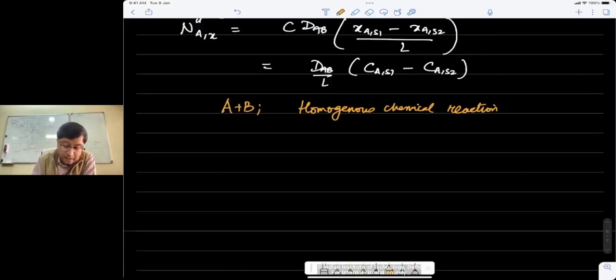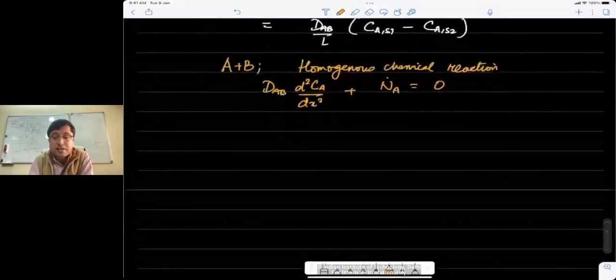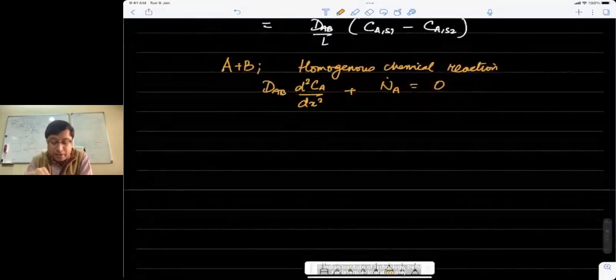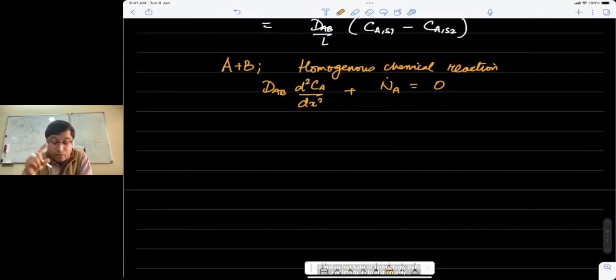So now, assuming again a 1D system, we can write D_AB d2C_A/dx square plus n dot A equals 0. That would be the governing equation for this system. And it has perfect analogy, if n dot A was constant, by the way, with what we did for constant heat generation in 1D heat conduction problems. Except here, because it's a chemical reaction, chemical reactions do not necessarily happen at a constant rate, so they depend on rates of reaction.